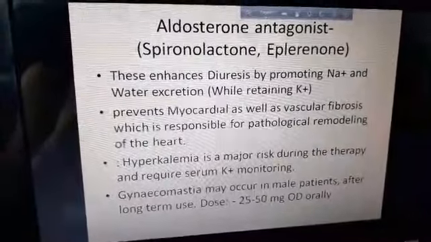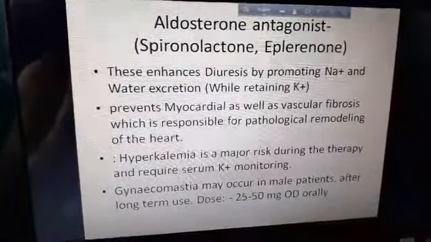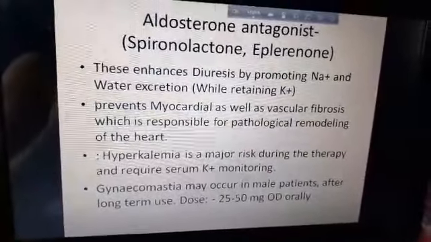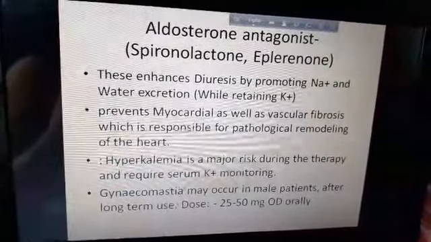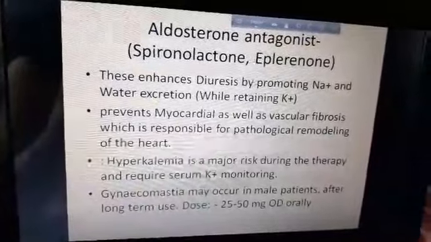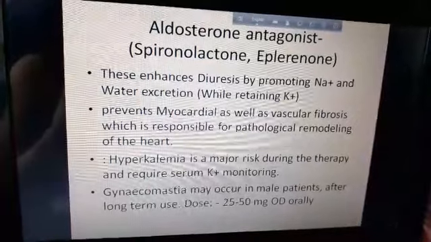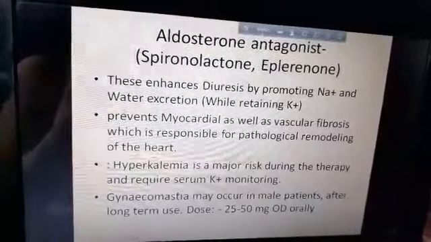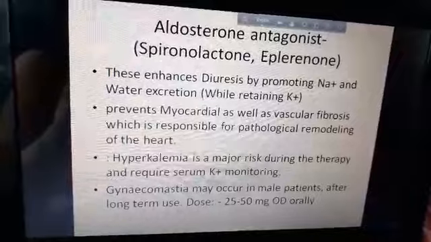Next, aldosterone antagonists: spironolactone and eplerenone. They enhance diuresis by promoting sodium and water excretion, but the major effect is that they prevent myocardial as well as vascular fibrosis, which is responsible for pathological remodeling. Aldosterone is responsible for this vascular and myocardial fibrosis, and angiotensin 2 also promotes remodeling by causing extra release of extracellular matrix as well as some hypertrophy of vascular smooth muscle.